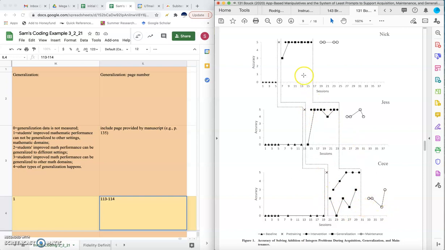So same thing for generalization. I would say, in this example, I would put a 2 because Nick and Jess are generalizing the information, and then I would also include a 1 because CC is not generalizing.